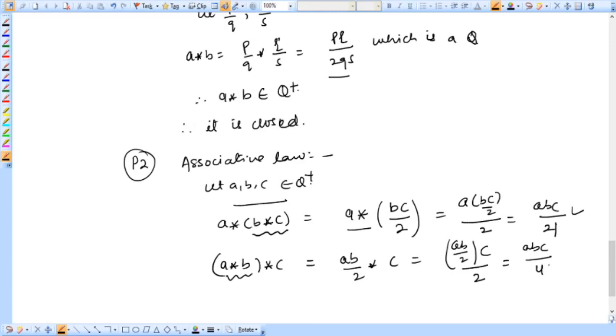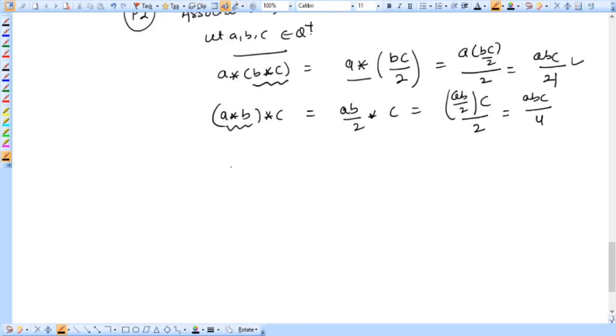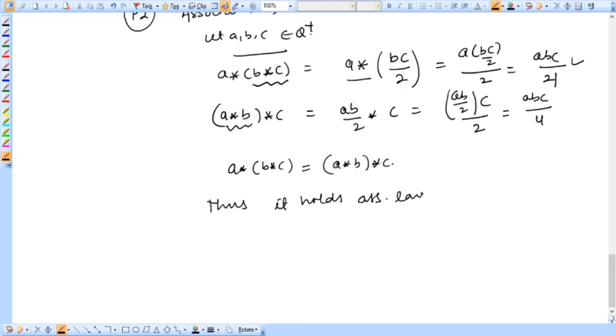This is also abc divided by 4. So therefore you see a star b star c is equal to a star b star c, given it holds associative law.